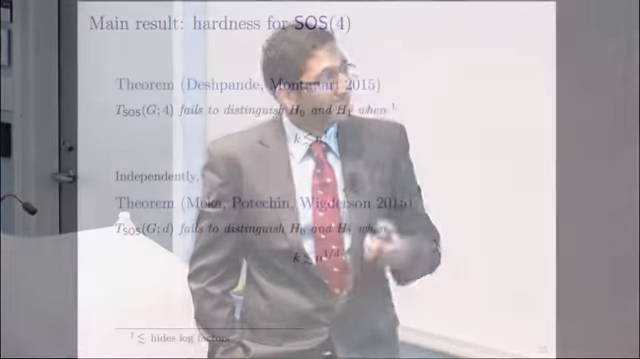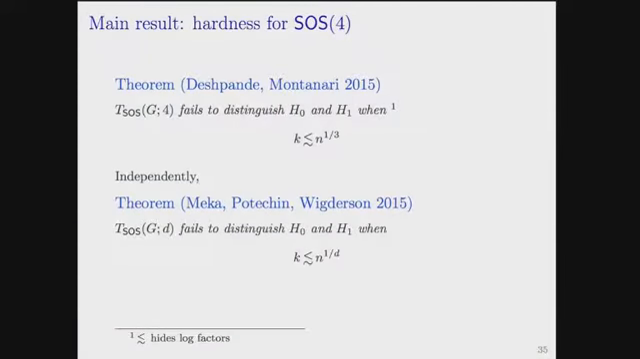So independently, there was work by Raghu Meka, Aaron Potechin, and Avi Wigderson, and they proved a slightly more general result, which said that the same test, but for general d, failed if k is smaller than n to the 1 over d. If you compare it, it's obviously more general because it goes beyond d equals 4, but for d equals 4, it is a bit weaker. Again, I'm ignoring log factors here.